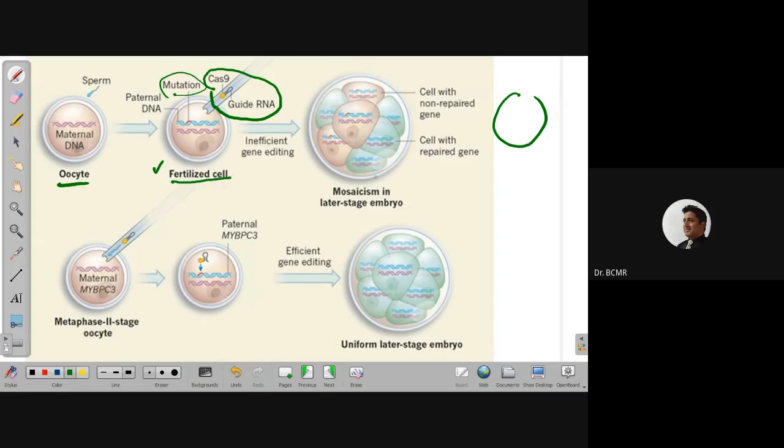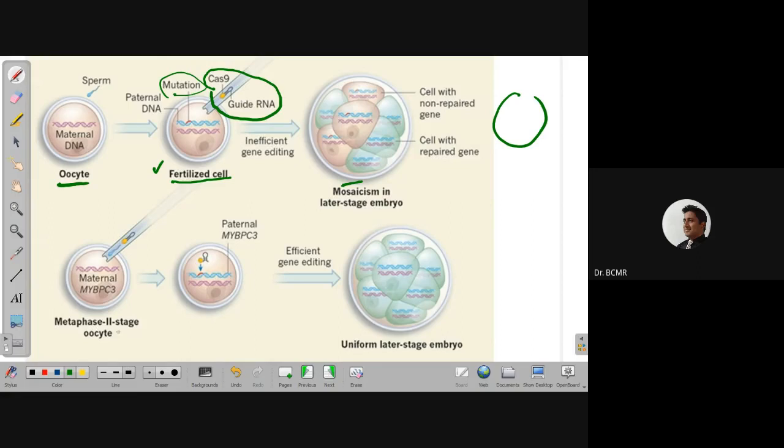If we do it at the stage of, say, the morula, by that time some cells have already differentiated, and we should be able to do it to all the cells in a morula. I'll get back to that. Let me just take this one. This is to say why it is better to go for germline.